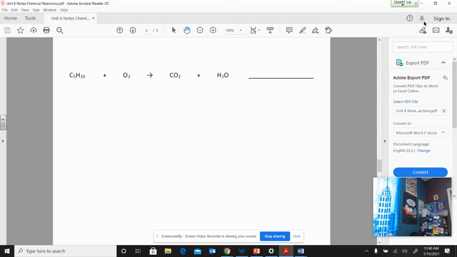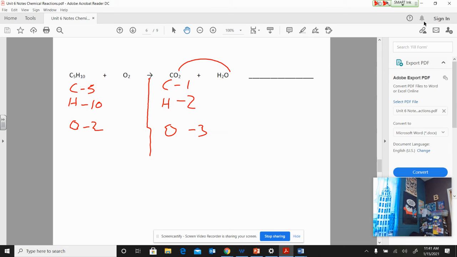All right, last one. So make my line down the center. I'll do C, H, and O, C, H, and O. I have 5 C's, I have 1 C. I have 10 H's, I have 2 H's. I have 2 oxygens, and I have that group, so I have 3.